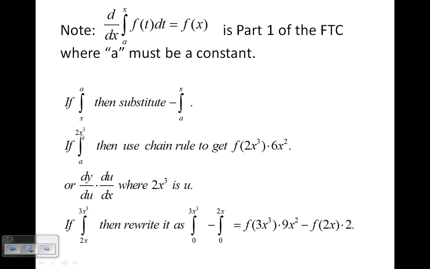But on the top, let's say you don't just have your variable, you have something where the derivative of it is not just 1. So here the derivative of 2x cubed would be 6x squared. So you're going to get f of 2x cubed again, but then you're going to have to remember to multiply by your chain rule. And again, your chain rule is the derivative of that upper limit there, so 6x squared.